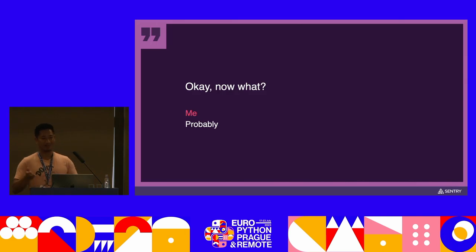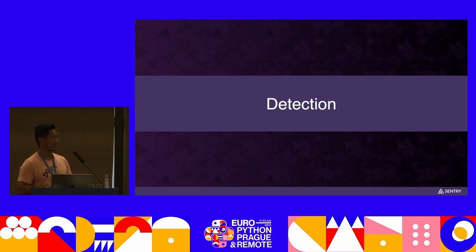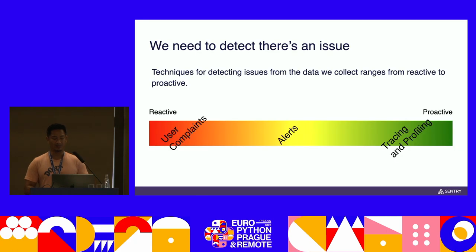Okay, again, so now what, right? So now we know we have some data. We know where we want to look at some data. How do we get some use out of it? One way of doing so is that we can now use it for detection. And to detect issues, there are a range of techniques, and they span from reactive to proactive.